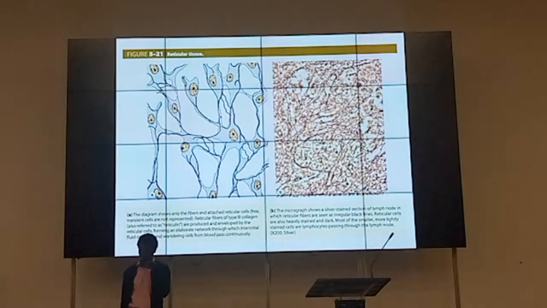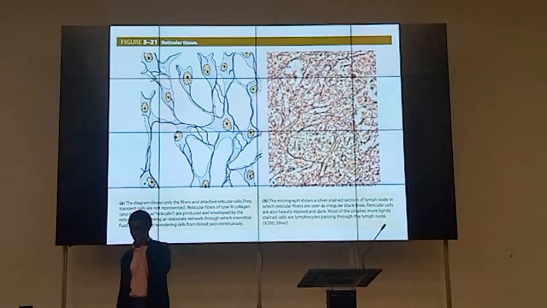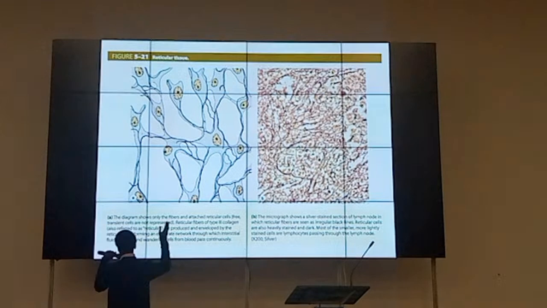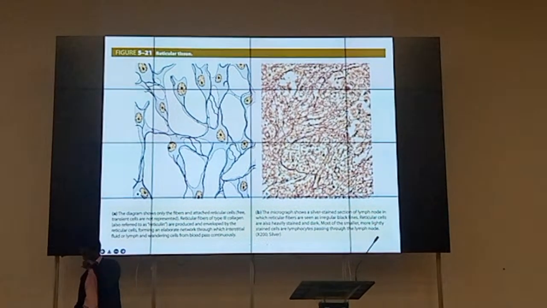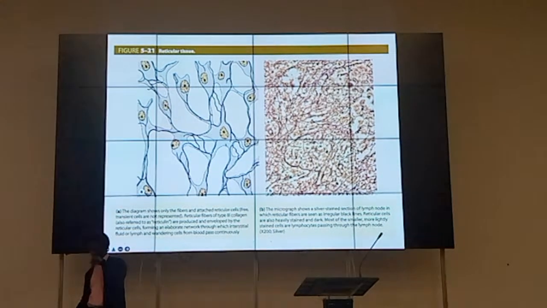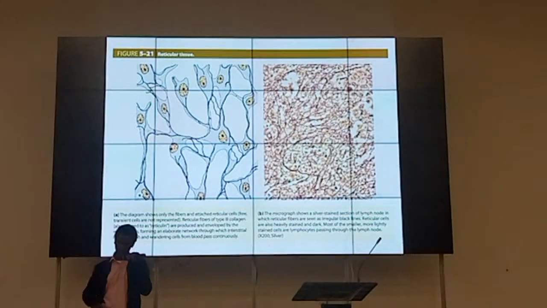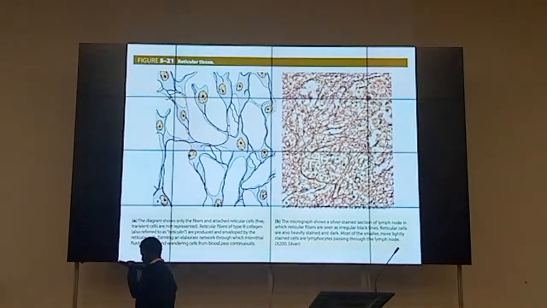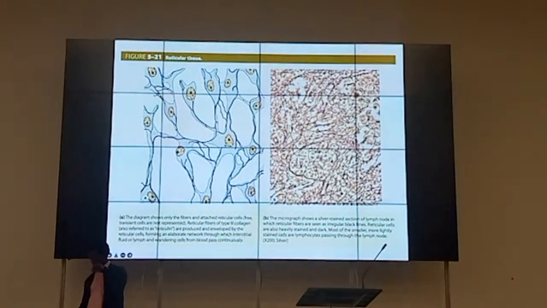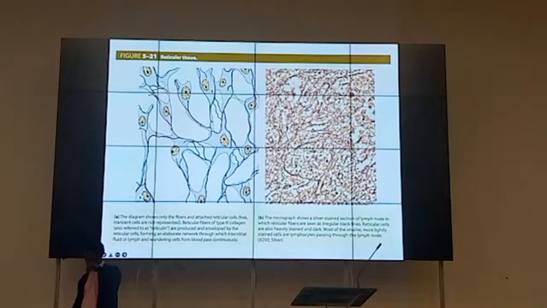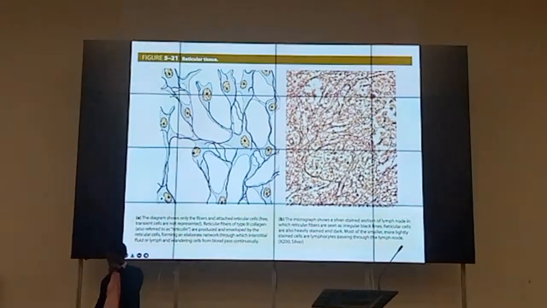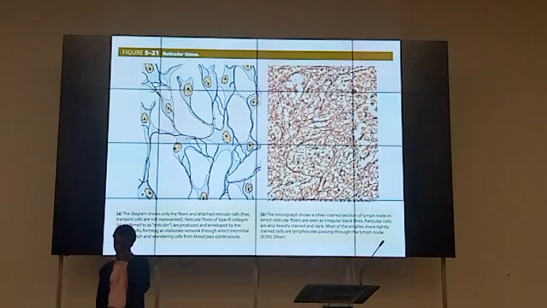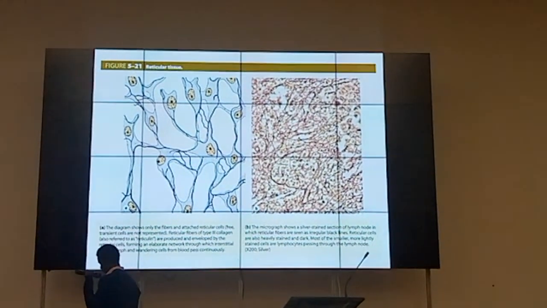This is another picture to illustrate reticular connective tissue. We can see the cells, the reticular cells. These reticular cells are basically fibroblasts found in reticular tissue. So these are the cells, and you can see the fibers. The cells are next to the fibers. And when you stain, you can see spaces to allow cells to move.